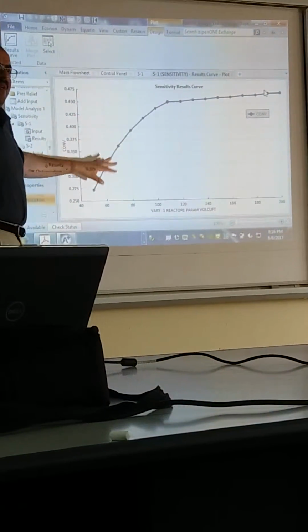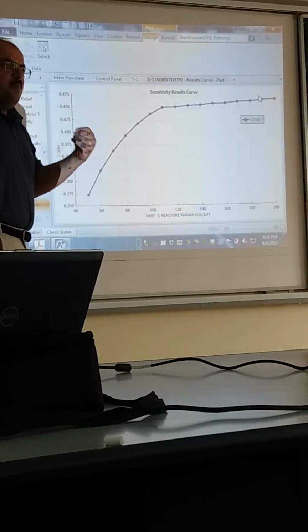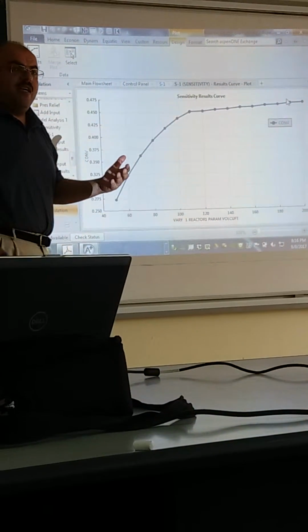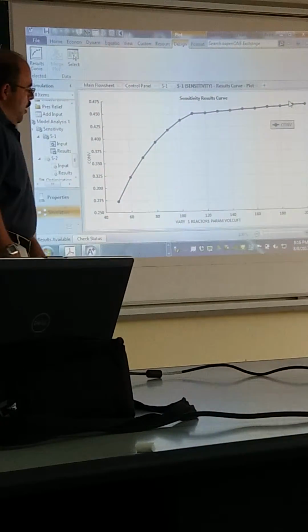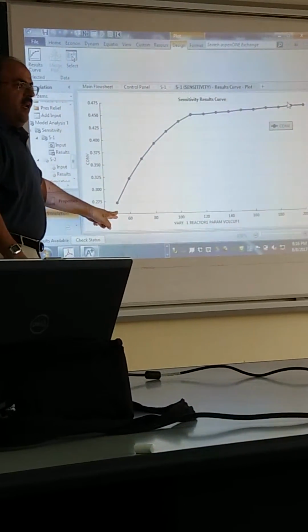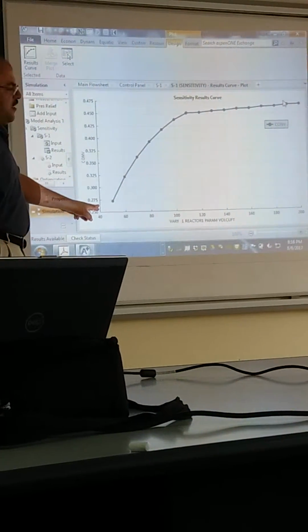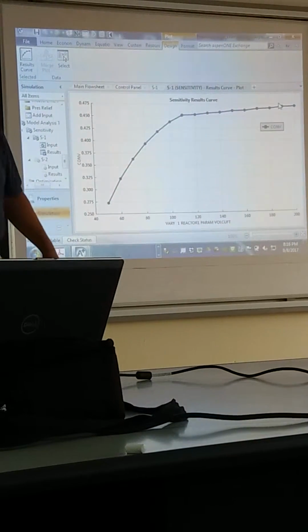This is what sensitivity analysis is best for. Okay? It helps guide your decision as to what is a reasonable size for the reactor to use. Obviously, we don't want a low reactor volume because this means the conversion is going to be low. All right.